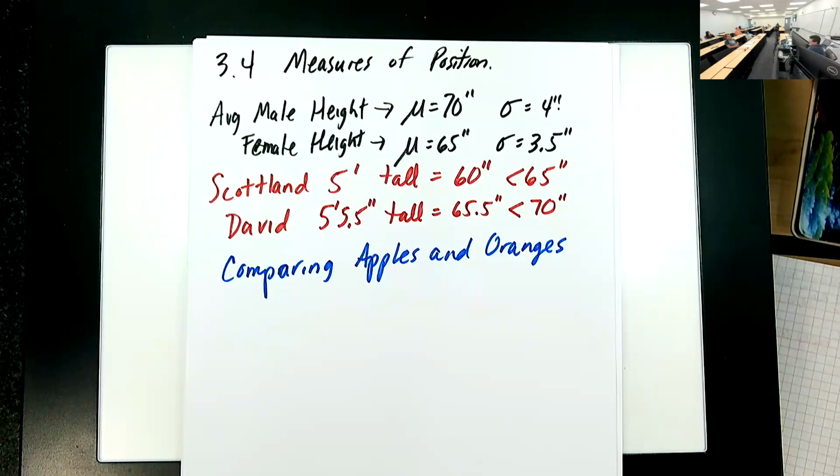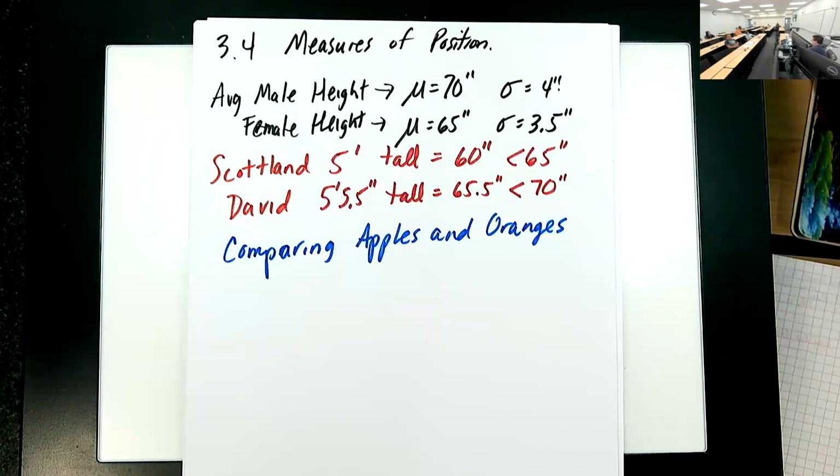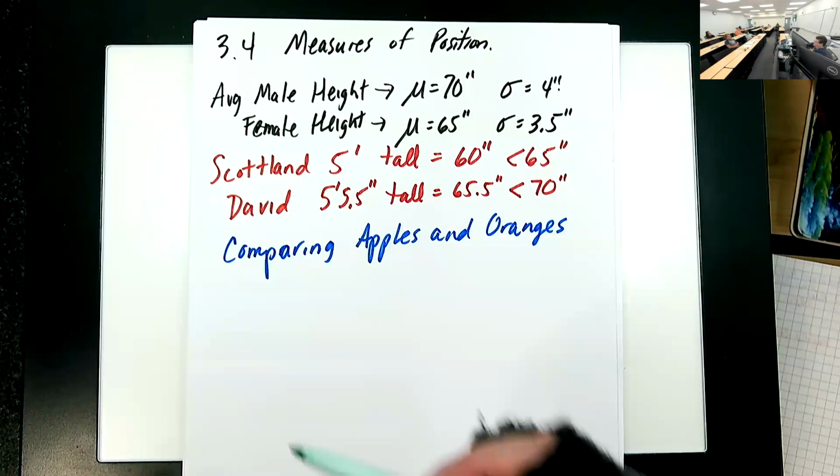Okay, so we don't want to compare any two people without doing a respective thing. So how do we do this in statistics? It's called the Z-score.